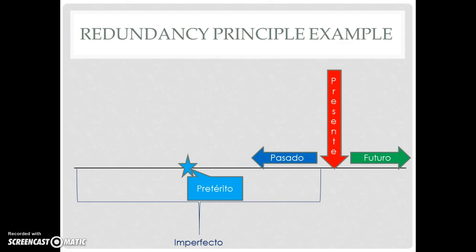We have el pretérito, which is our simple past, meaning it has a start point and an end point. We can pinpoint it like yesterday, last week, last year. And the imperfecto, which is a continuing action in the past, meaning we don't know when it started, when it ended, for how long it happened.